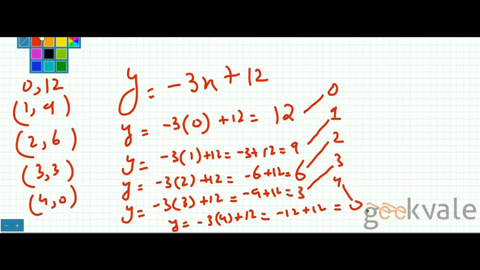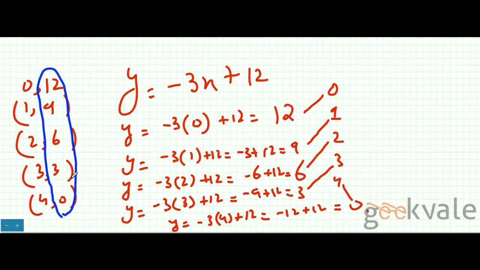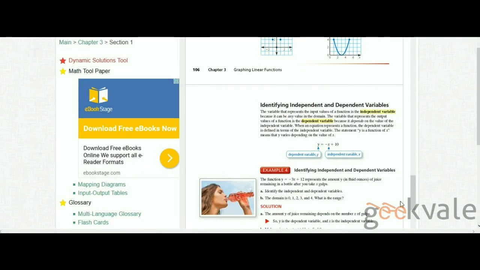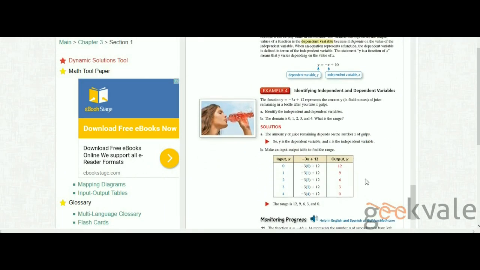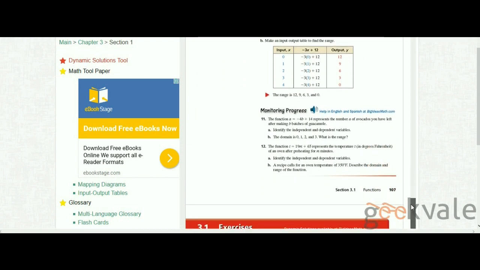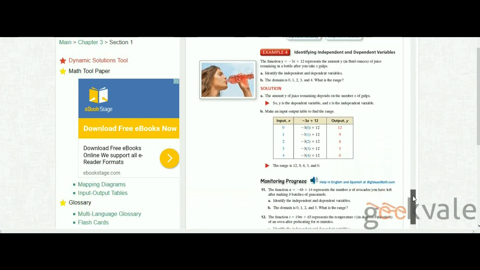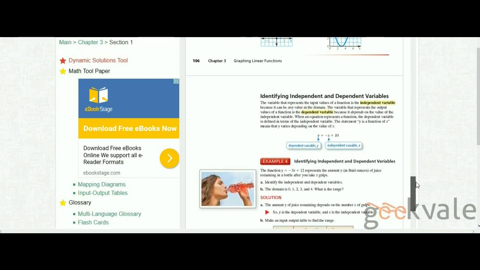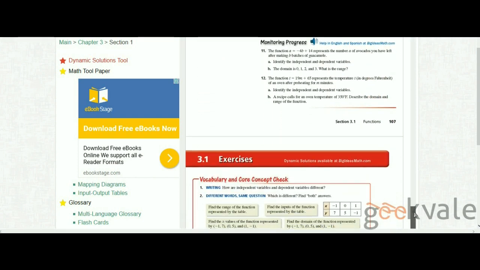Now all of these values, which you can call your y coordinate, your output, the result of your inputs, this is what you call range. So the range will be 12, 9, 6, 3, 0. That's what you're going to call your range. Look at that, output y. That's what your range is. And that's about it for exercise 3.1, all the core concepts. And now you can practice exercise 3.1.